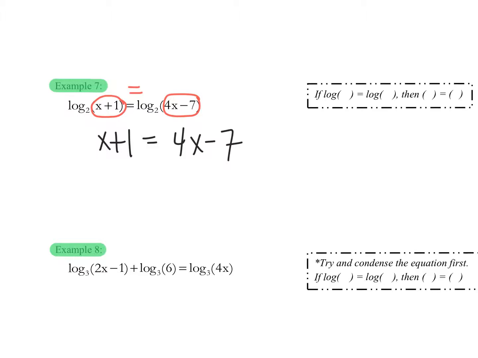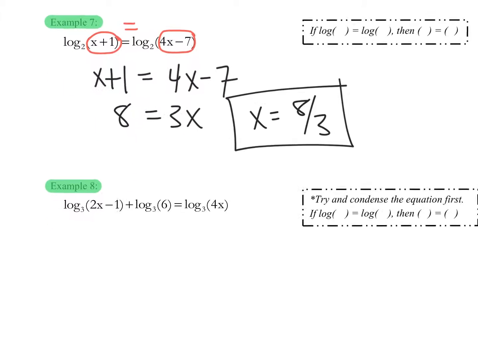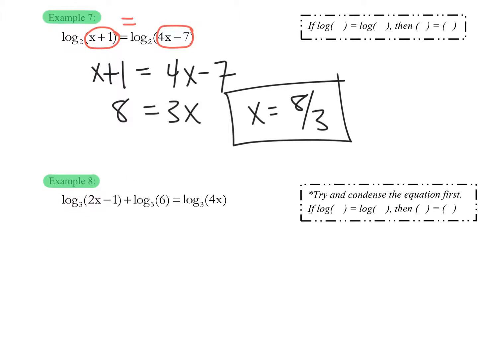So I'm just going to combine my like terms here. I have 3x when I bring over the x, and when I add 7 to both sides I get 8. This means that x equals 8 over 3. So that's example number 1 for today's video. Example 8 is the next one I want to talk about.